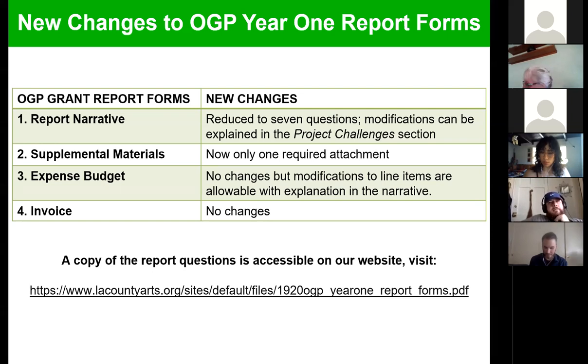In addition to that, we've reduced the number of required attachments in the report. In the supplemental materials form, you'll see you only have one required attachment there, and you'll see what that is. I'm going to show you all the questions on the application in just a sec. In the expense budget, we haven't made too many changes.